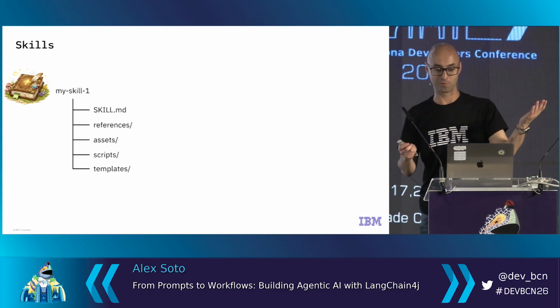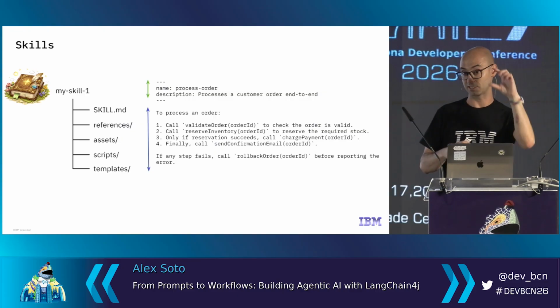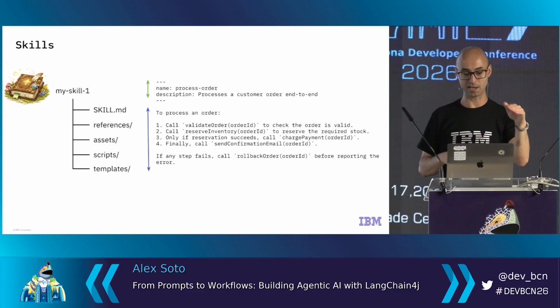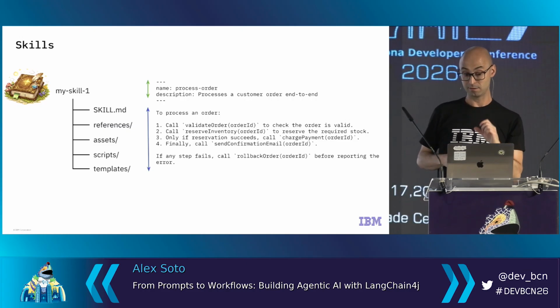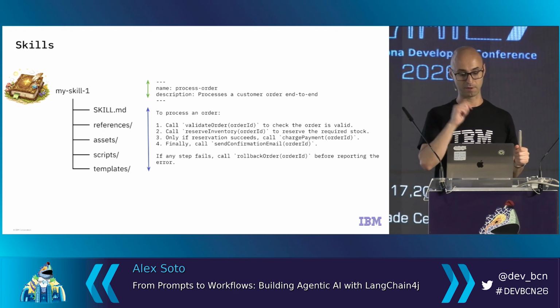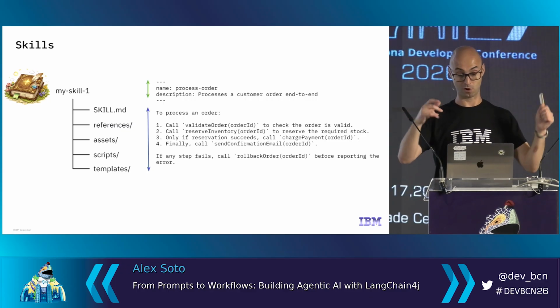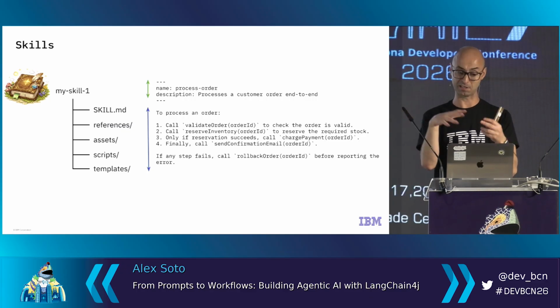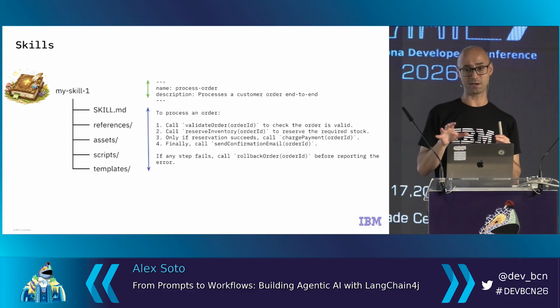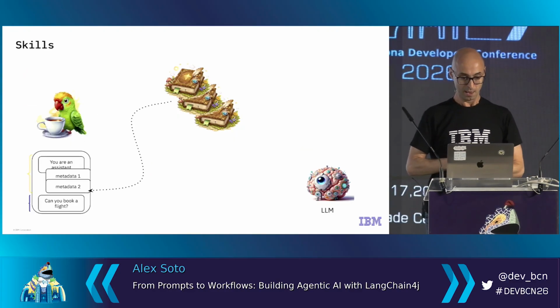Okay, this is the folder, my skill number 1. I can have a lot of skills. Then my skill.md has the metadata. For example, here there is a name and the description. And then there is a description of steps. For example, to process an order, call this method, call this other method. Only if reservation succeeds, call this method. Finally, call this other method. If any step fails, call BAM before reporting the error. So you see that I'm just defining how I want the model to behave when, for example, processing an order. Now, how does this work?